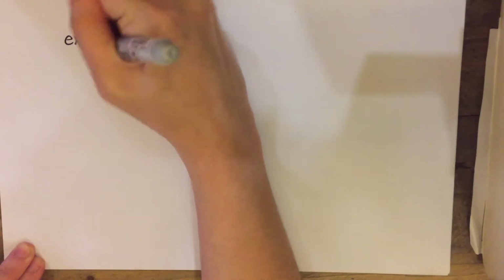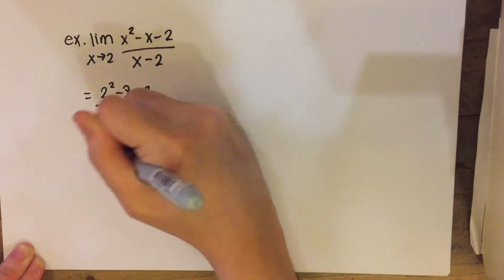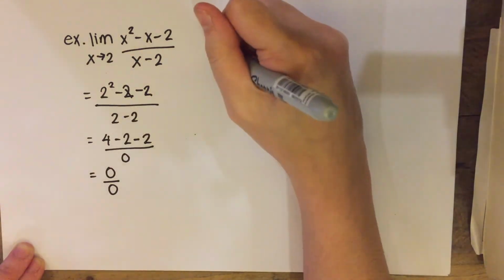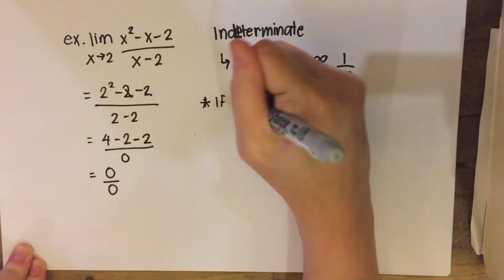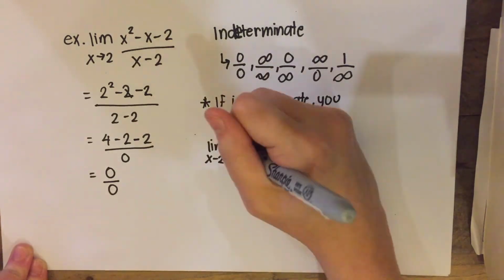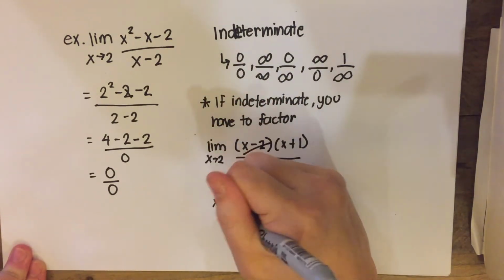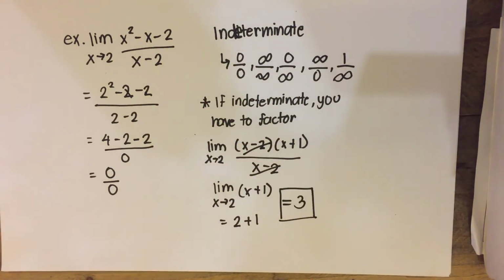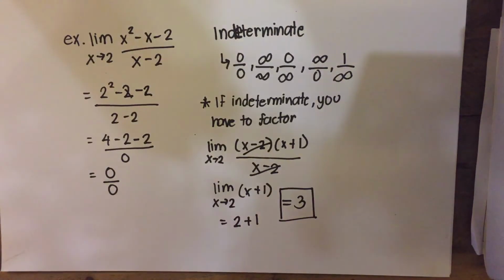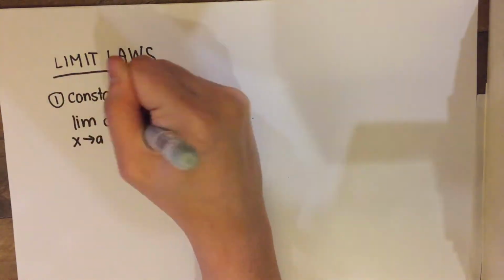So here we have a different kind of example. We have the limit of x squared minus x minus 2 over x minus 2 as x approaches 2. As you can see, we get 0 over 0, which makes it indeterminate. And when it is indeterminate, all you have to do is factor the equation. Once we factor this, we are left with x plus 1 and we substitute 2 for x and we get 3.